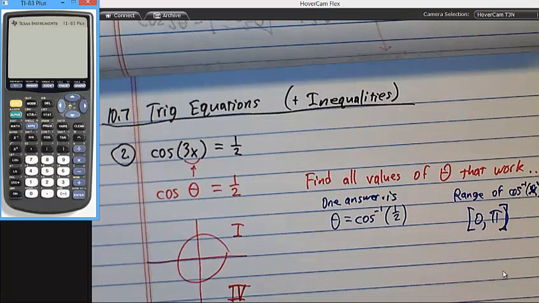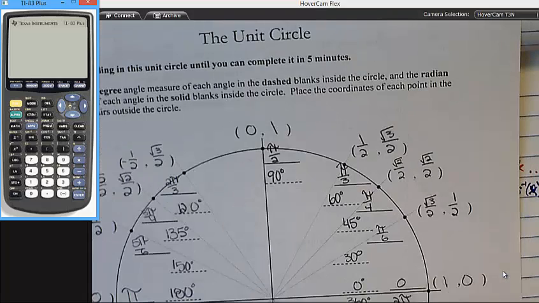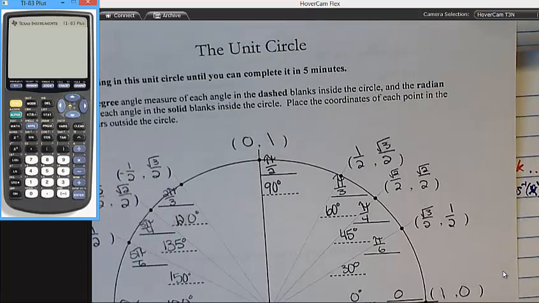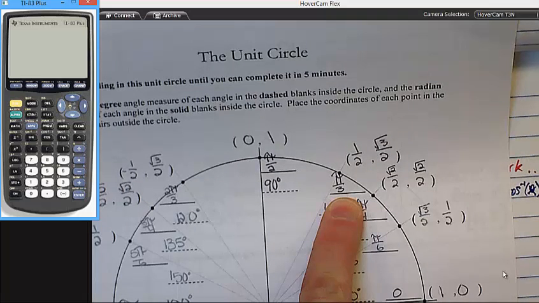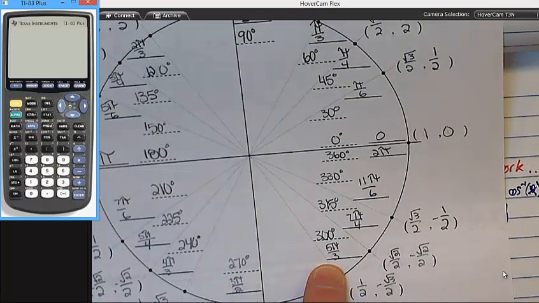One of the reasons I picked this one is because we're very familiar with this. Where do we have a cosine of theta equals 1/2? Give me a theta that works. You could see it. Pi over 3. There's another answer. What's another answer? Down here, 5 pi over 3. So this particular problem works with the unit circle.